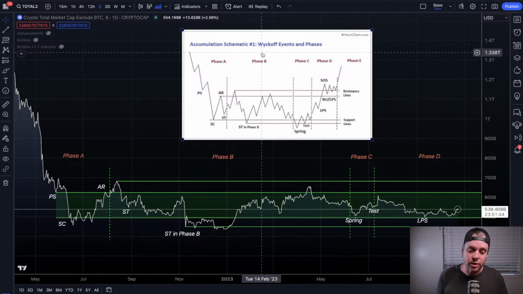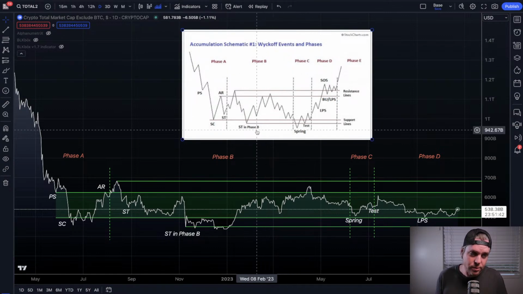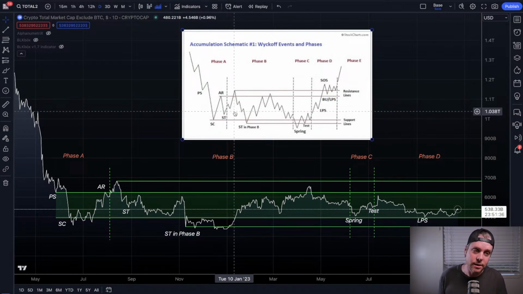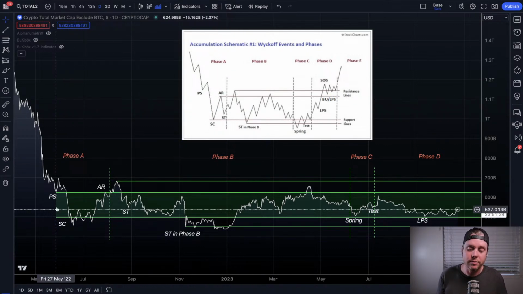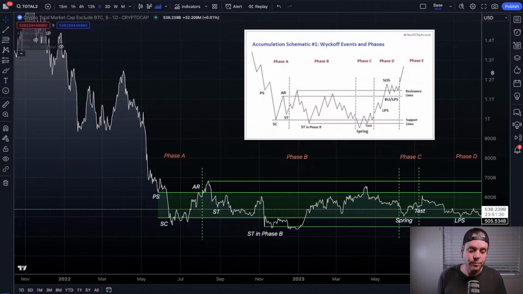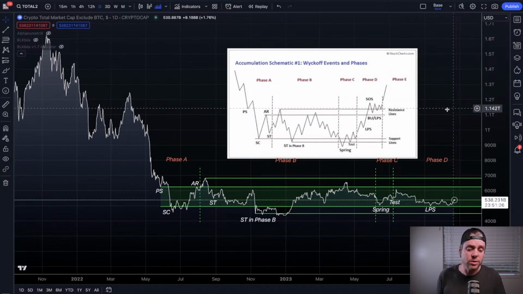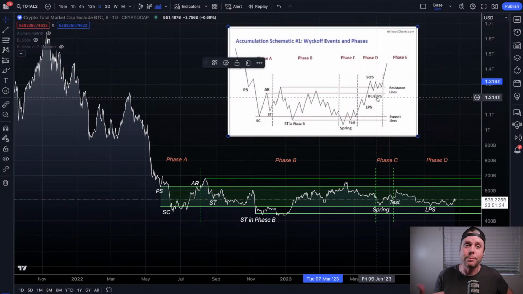So this is the Wyckoff accumulation schematic number 1. You can see all of the different points here: preliminary support, seller's climax, automatic rally, and so on. We can see all of those points right here. So this is the trading range that we're looking at when it comes to Total 2. For those who don't know, Total 2 is the entire cryptocurrency market cap excluding Bitcoin. So it's basically all of the altcoins.